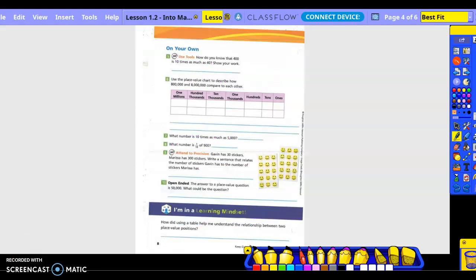How do you know that 400 is 10 times as much as 40? So how do we know that? Okay, so basically, if I were to draw this with my place value, or my number cubes, 40 would be represented this way, right? Okay, 400 would be represented this way. So that means that there are 4 groups of 10, right? Okay, so how do we know that it's that much bigger? Because on this one, we only have 4 little sticks, right? And then over there, we have like big bundles, right? Okay, so is this showing our work?